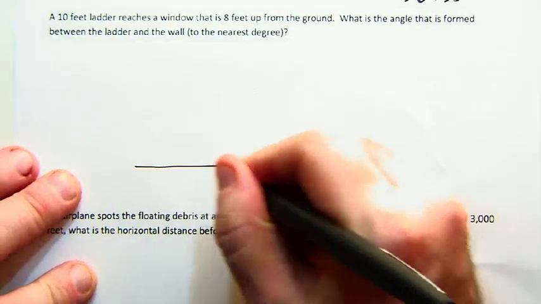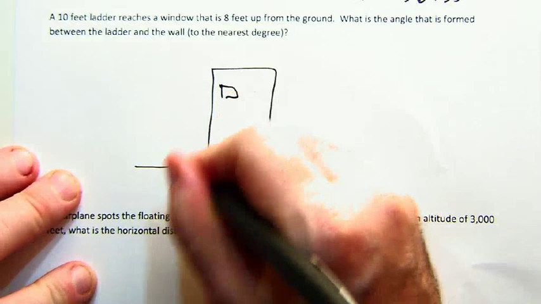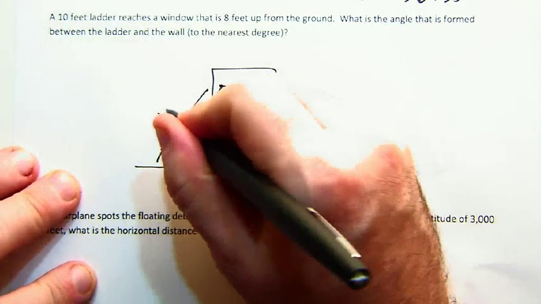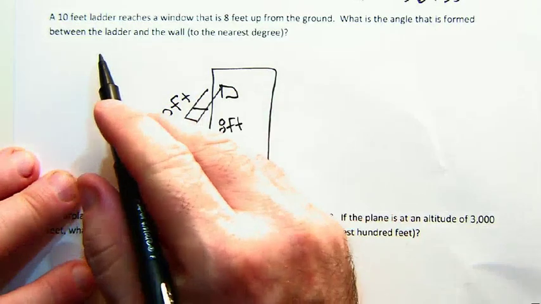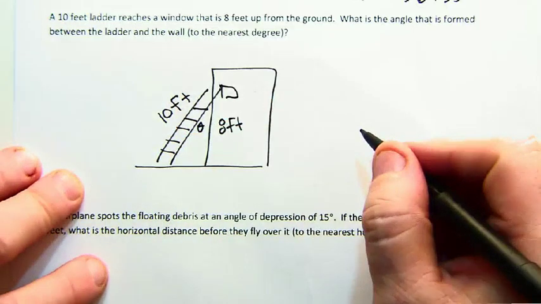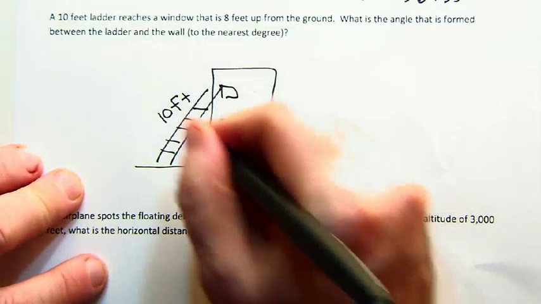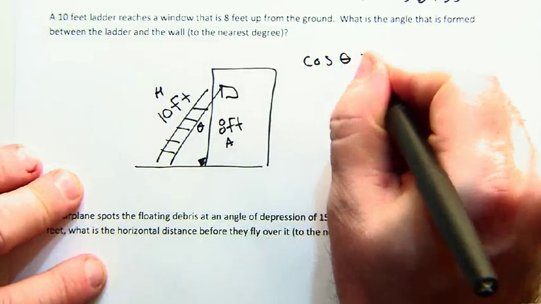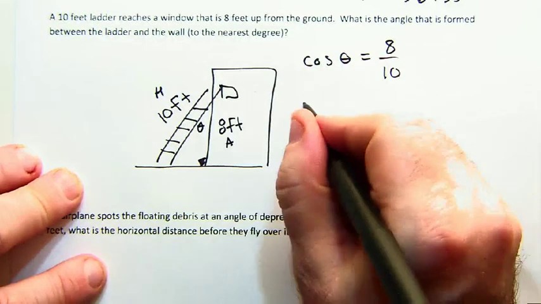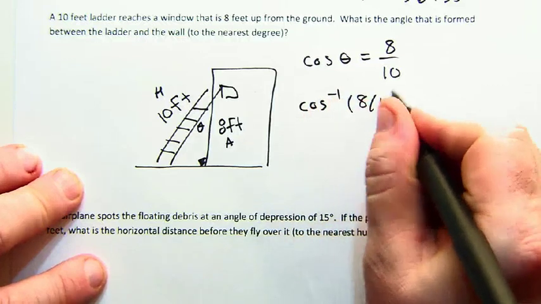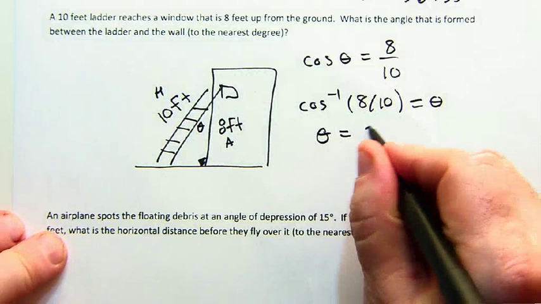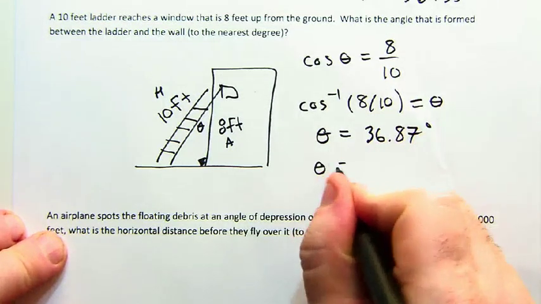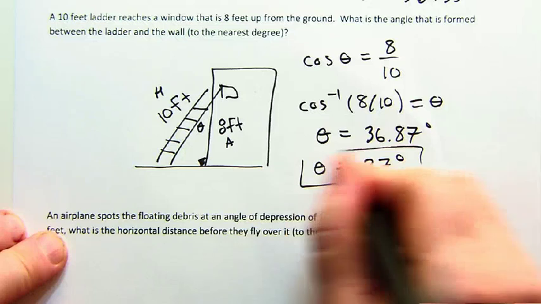A 10-foot ladder reaches a window, so we've got some sort of a building with a window, and our ladder is up to that window. A 10-foot ladder reaching a window that's 8 feet up. What is the angle formed between the ladder and the wall? That's in here now. So this is our adjacent side and our hypotenuse. That would be cosine of an angle is adjacent over hypotenuse. The inverse of cosine will give us our answer. When we hit second cosine of the ratio 8 is to 10, we get 36.87, and it says round it to the nearest degree, 37 degrees we're looking at.